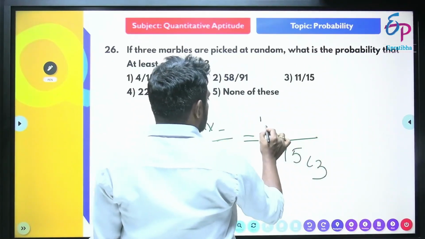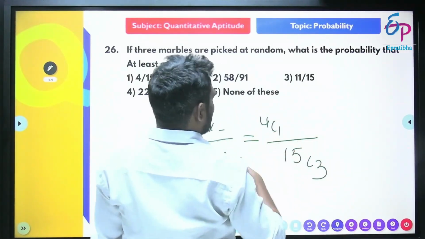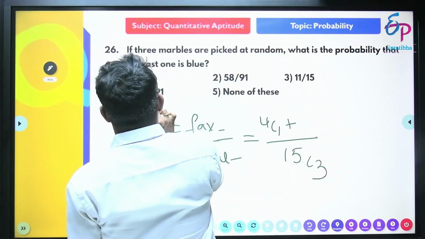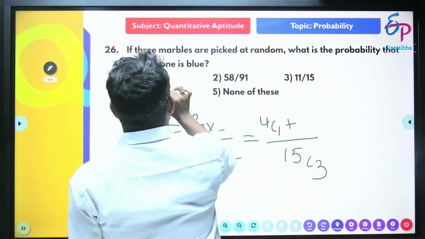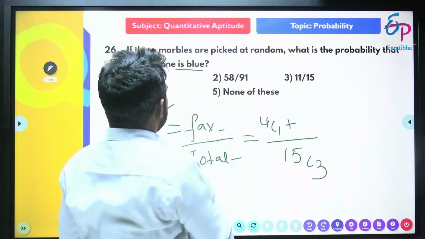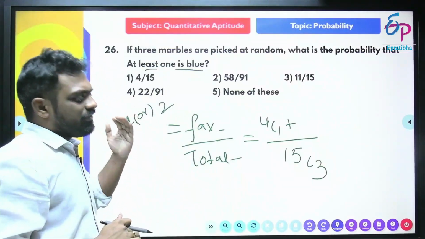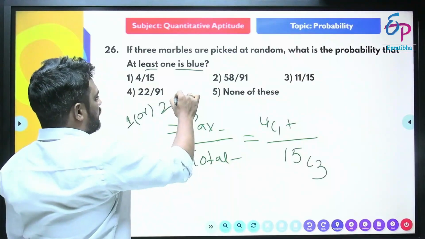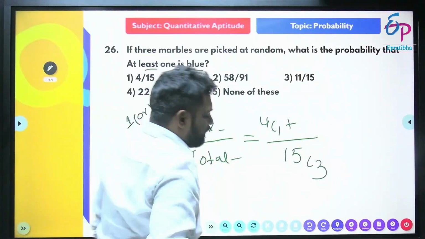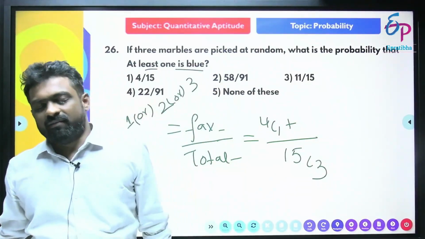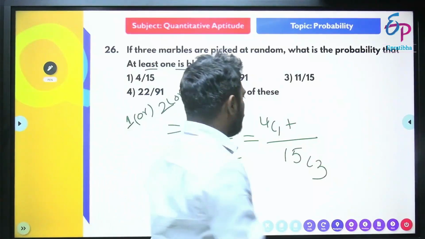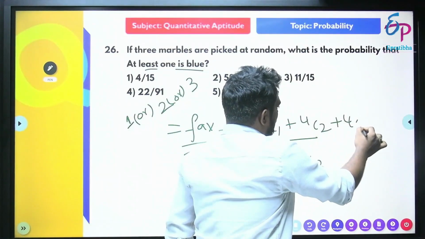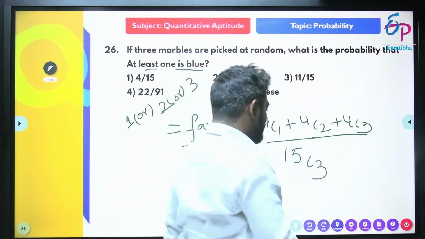From the four blue marbles, at least one is blue. At least one means one, or two, or at most three marbles, right? From four blue marbles, we can pick one blue marble, or two blue marbles, or three blue marbles, right?